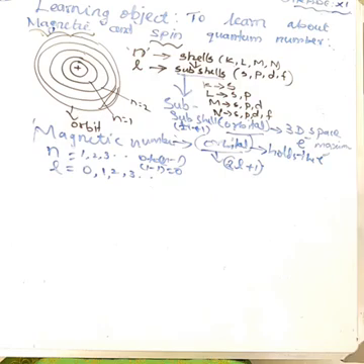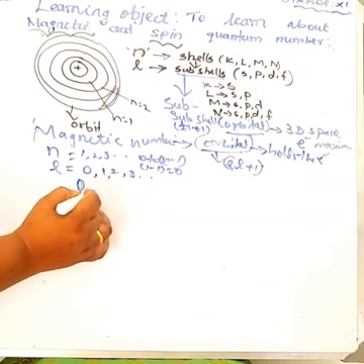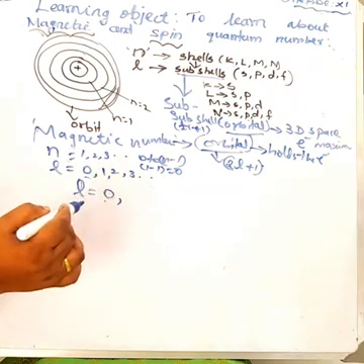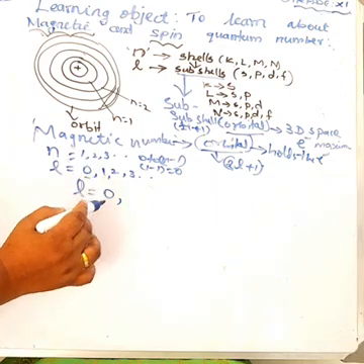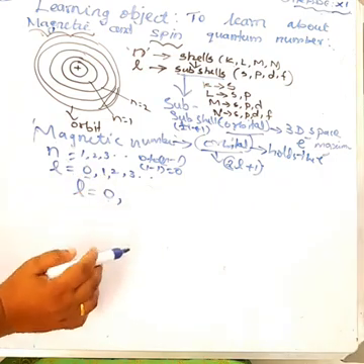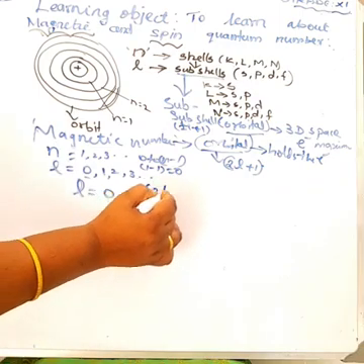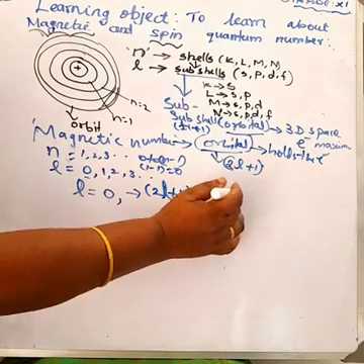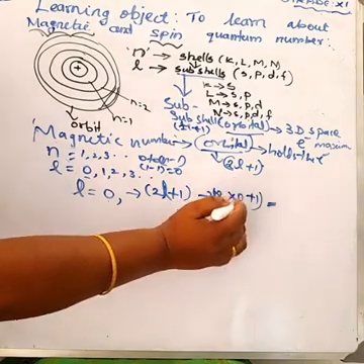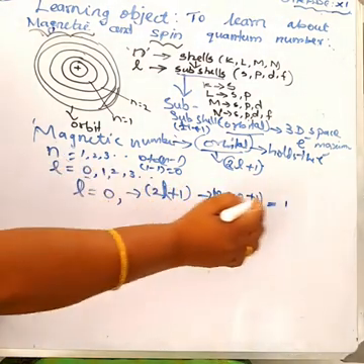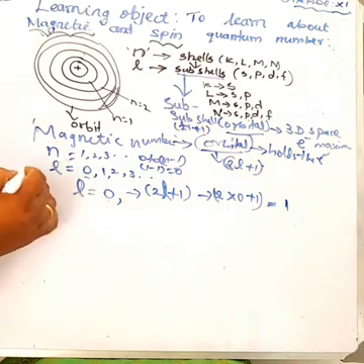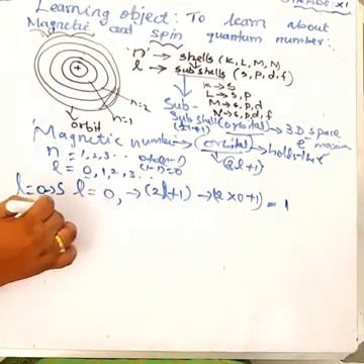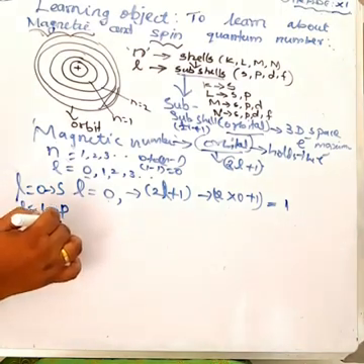So when l is equal to 0, how many orbitals are present in the subshell? Using the formula 2l plus 1, we apply 2 into 0 plus 1, which is equal to 1. When l is equal to 0, which subshell does it indicate? s subshell. l is equal to 1 means p subshell, l is equal to 2 means d subshell, and l is equal to 3 means f subshell. Already yesterday we learned clearly about that.